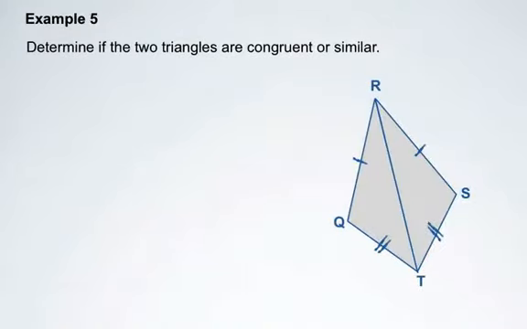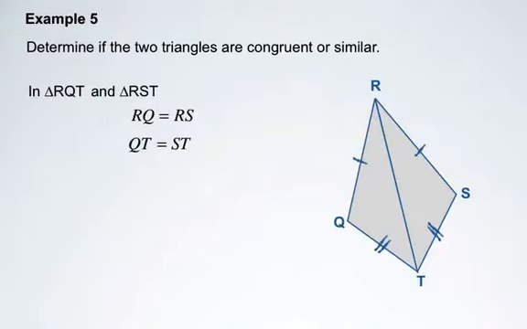In this question, we're asked to determine if two triangles are congruent or similar. We've got two triangles here, triangle RQT and triangle RST. In triangle RQT and RST, we know that it's been identified that side length RQ is the same value as side length RS. You can see by the little notches here that those are the same length. And that side length QT has the same measure as side length ST.